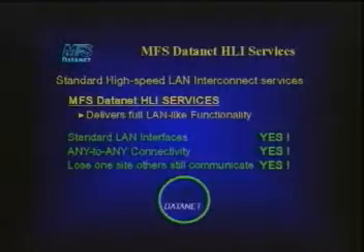But the MFS Datanet family of services, especially the transparent LAN services, comes with full LAN-like functionality. And that means you get a standard physical interface that you're used to, that's a LAN interface. You get any-to-any connectivity, and if you lose a site, all other sites still communicate.